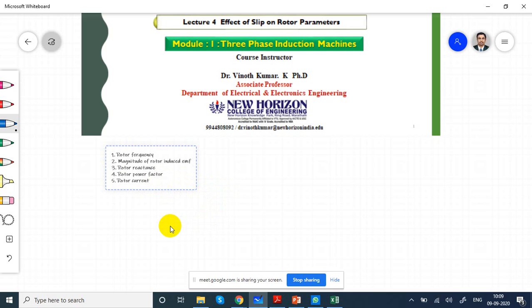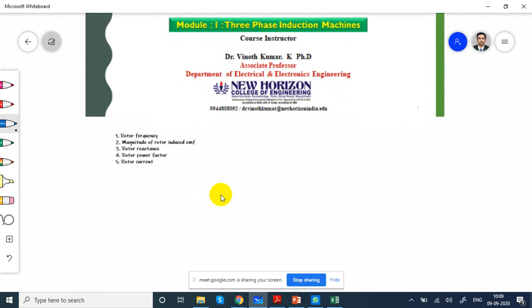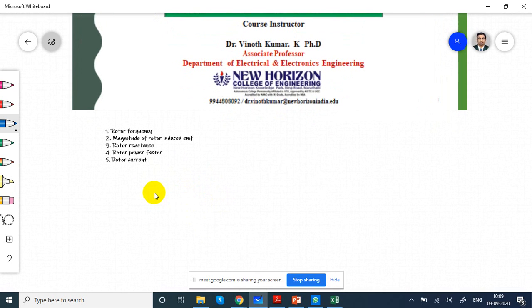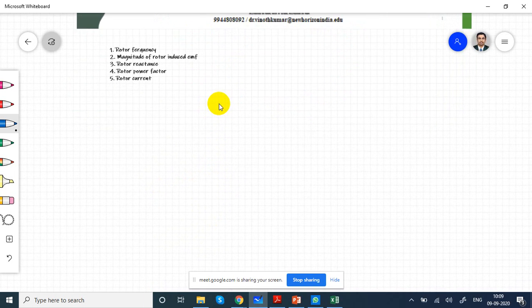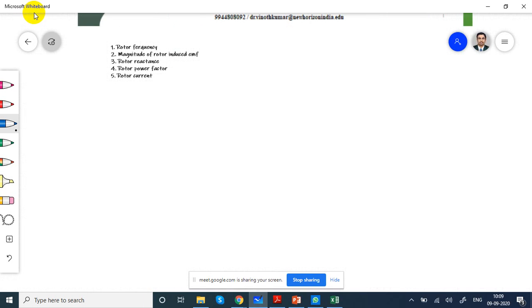Okay, now we will see step by step what the parameters are. The first parameter is rotor frequency. Okay, normally before going to the rotor frequency we are going to set the notations.